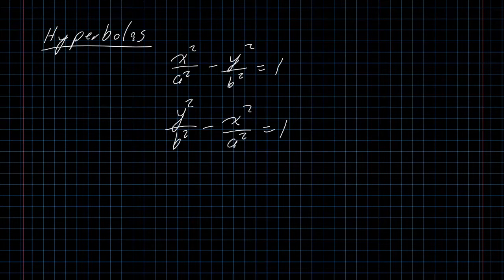And there's specific meanings to A and B in a hyperbola that you don't get in an ellipse, so it's a little bit more important which one is which. But again, for our purposes, that doesn't really matter.